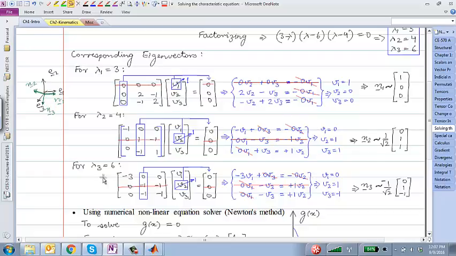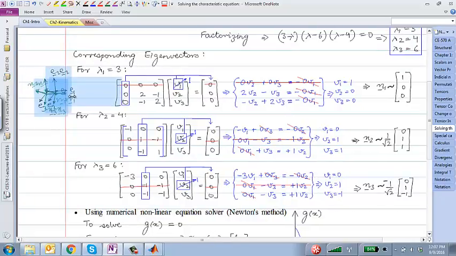I know for a fact that in the N1 direction, my tensor will take that vector and stretch it 3 times. So I'll draw that negative 3 times as well. In the N2 direction, it will stretch it 4 times. In the N3 direction, it will stretch it 6 times. So 6 times. Those three lines are the major and minor axes of that ellipsoid.